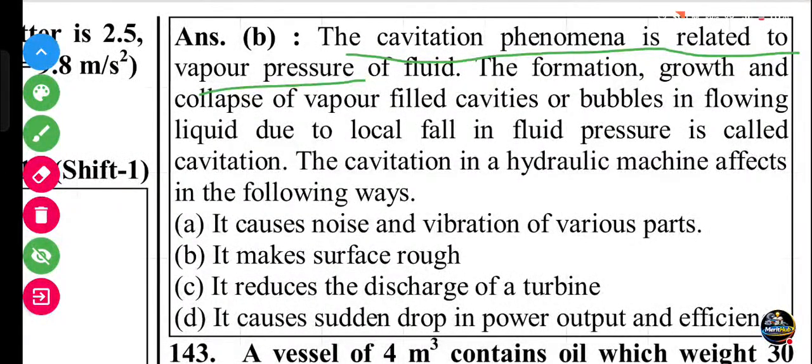Cavitation in a hydraulic machine affects in the following ways. It causes noise and vibration of the various parts. It makes the surface rough, reduces the discharge of the turbine, and it causes a sudden drop in the power output and the efficiency.